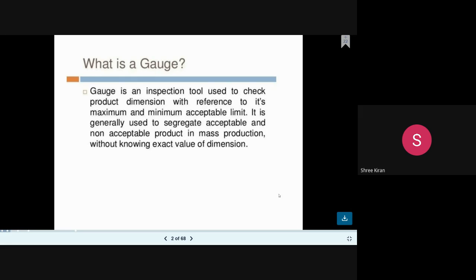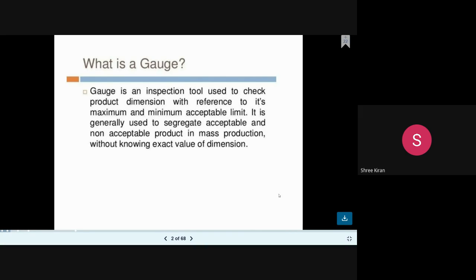So already we have discussed the gauges. We'll have a small introduction of what you mean by gauging, then we will go to the measurements of the screw. Gauging is an inspection tool mainly used to check the product dimensions with reference to its maximum and minimum acceptable limit.